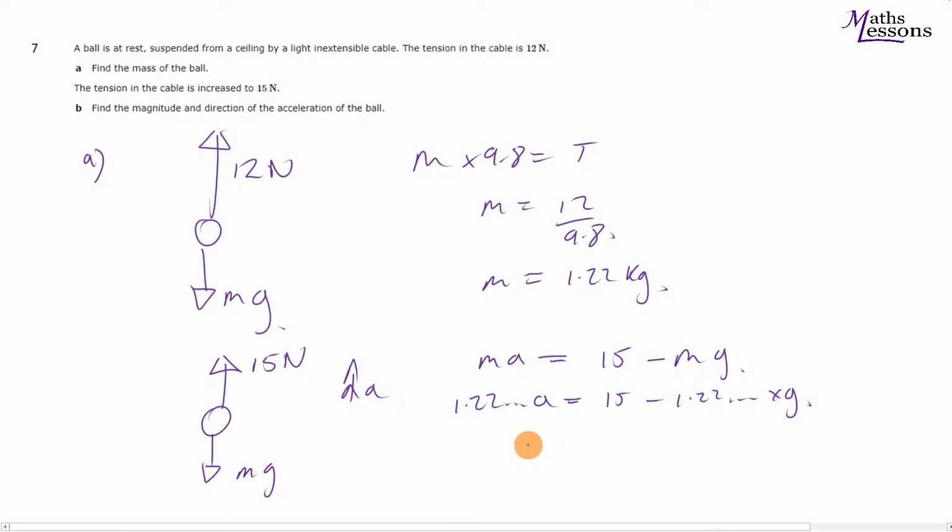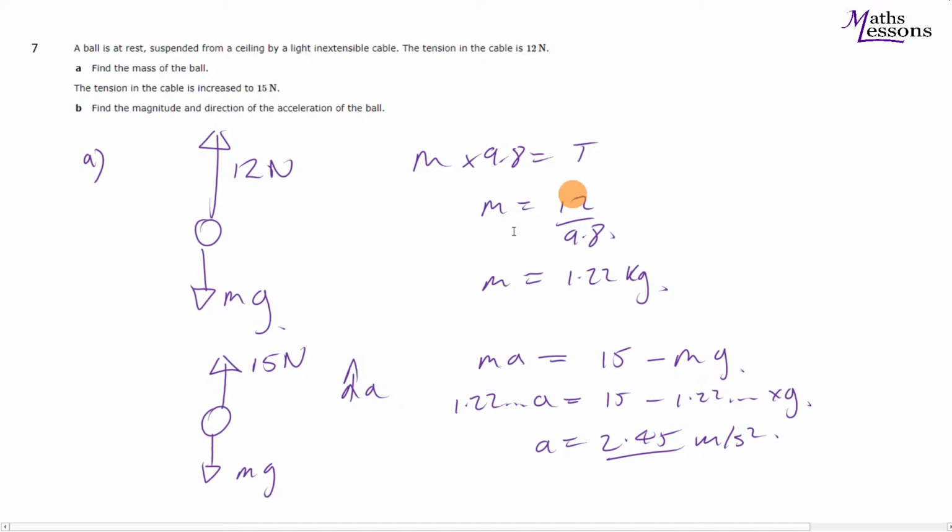When we work that out, we get a is equal to 2.45 meters per second squared. Essentially, the answer doesn't really matter, just that you get the equation set up right and you calculate it.